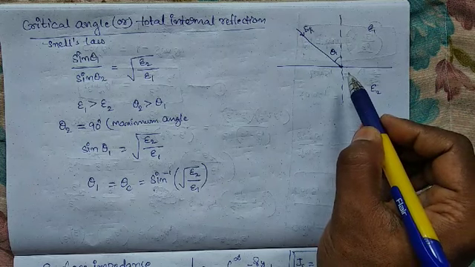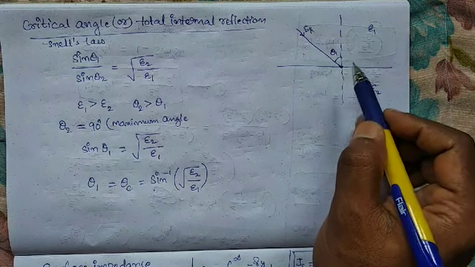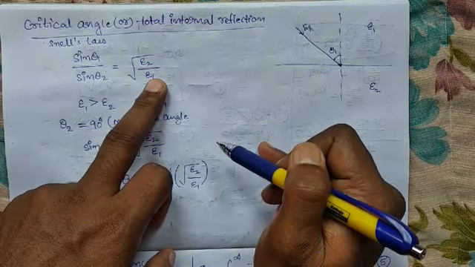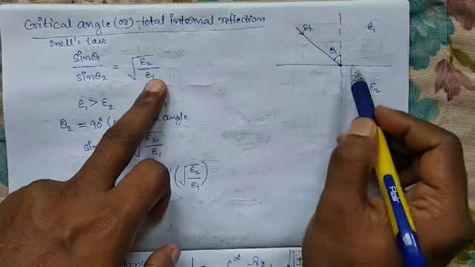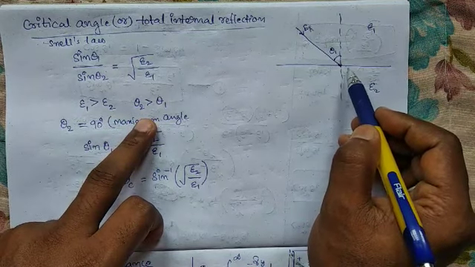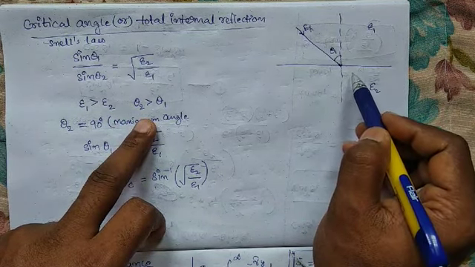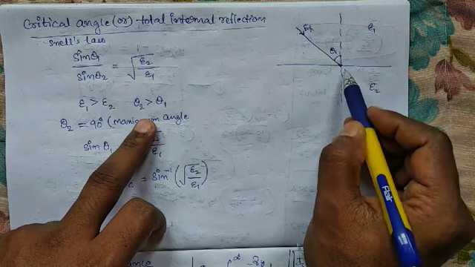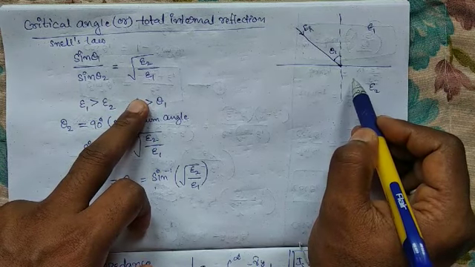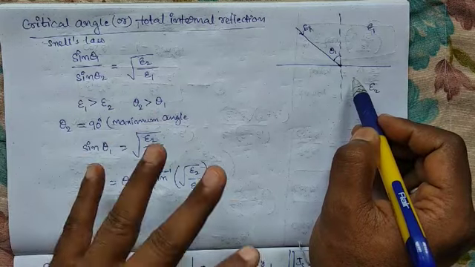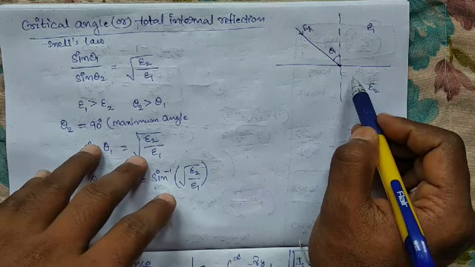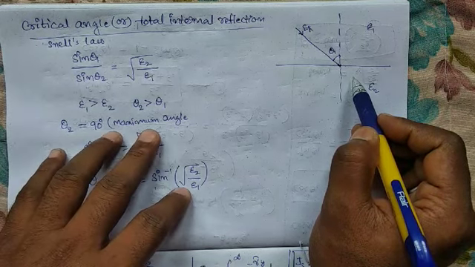According to Snell's law, sin theta 1 by sin theta 2 is equal to the square root of epsilon 2 by epsilon 1. For a critical angle, epsilon 1 is greater than epsilon 2, so theta 2 is greater than theta 1. Here theta 2 is the angle made with the refracted wave. If this theta 2 value is maximum, it will not produce any refracted wave. The maximum value of theta 2 is 90 degrees, so theta 2 is equal to 90 degrees.